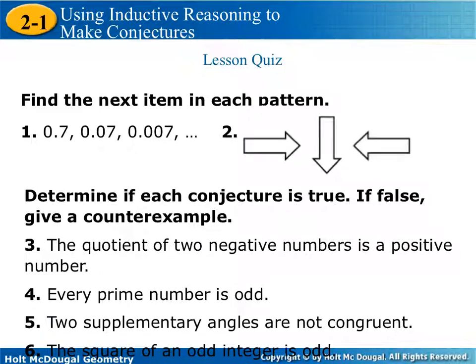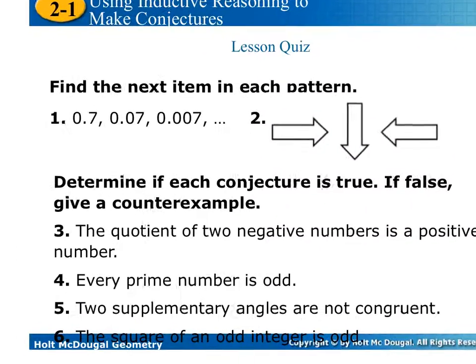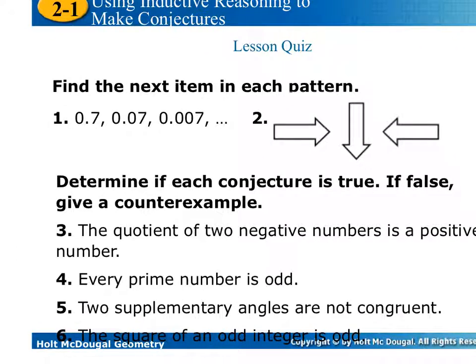Okay, last slide. Find the next item in each pattern. Let's look at number 1. What would the next number be? 0.0007. So you would just add a 0 in between the decimal and the 7.